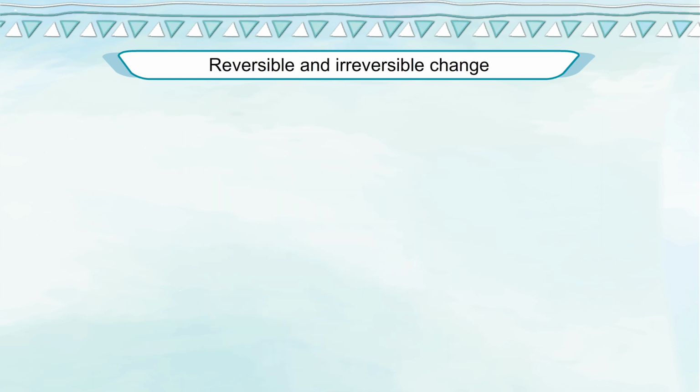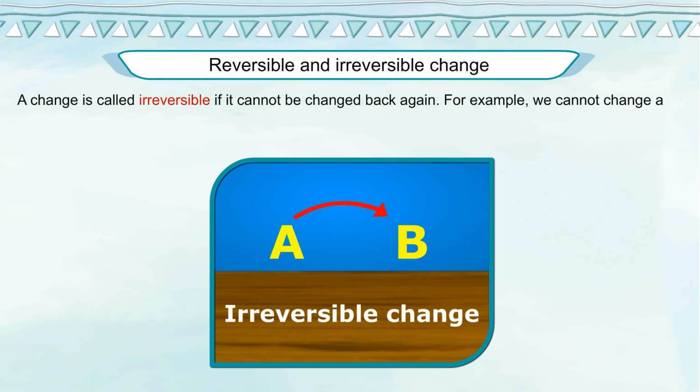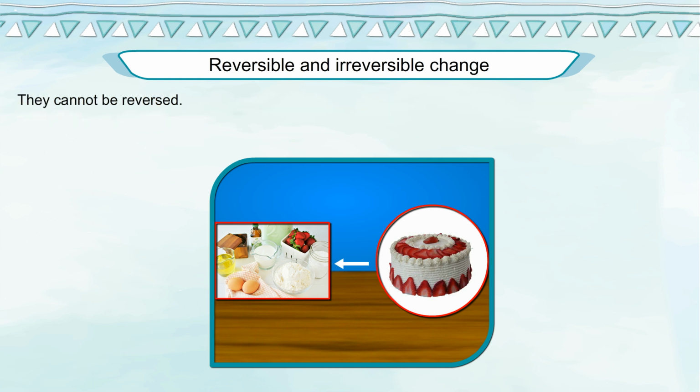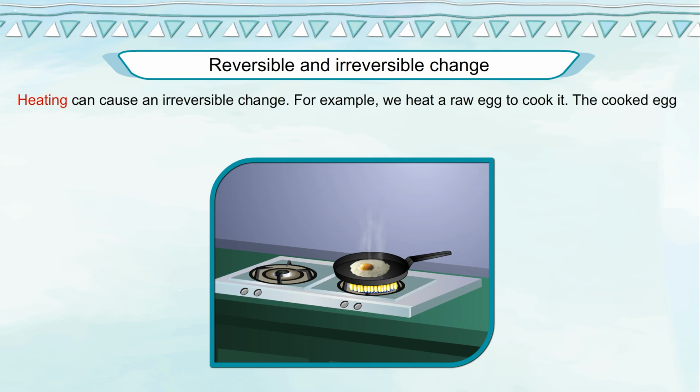Reversible and irreversible change. The properties of a material can be changed. Some changes are irreversible while some are reversible. A change is called irreversible if it cannot be changed back again. For example, we cannot change a cake back into its ingredients again. So, we can say that irreversible changes are permanent. They cannot be reversed. New materials are always formed in an irreversible change. Many times these new materials are useful to us.